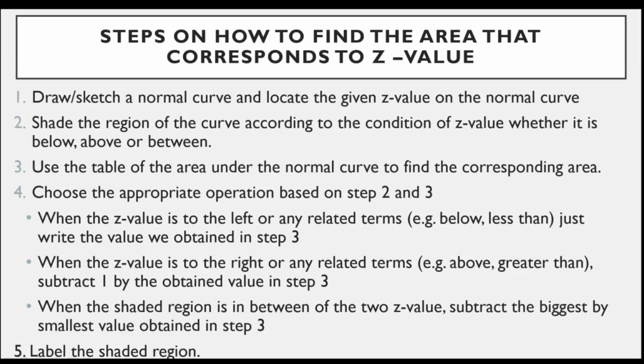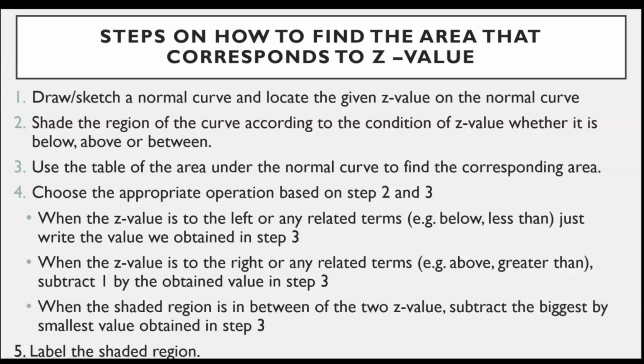Now here are the steps on how to find the area that corresponds to a z value. Number 1. Draw or sketch the normal curve and locate the given z value on the normal curve. Number 2. Shade the region of the curve according to the condition of the z value, whether it is below, above, or between. Number 3. Use the table of the area under the normal curve to find the corresponding area. 4. Choose the appropriate operation based on steps 2 and 3.